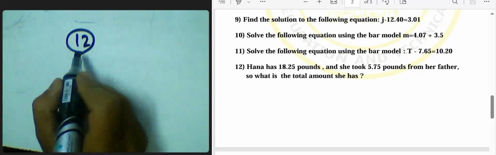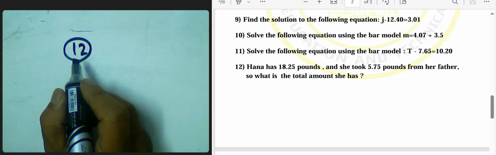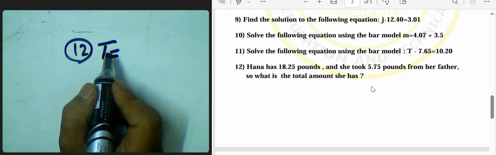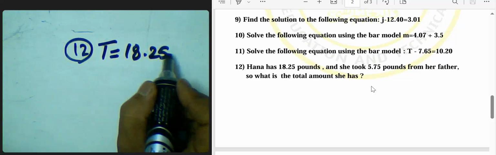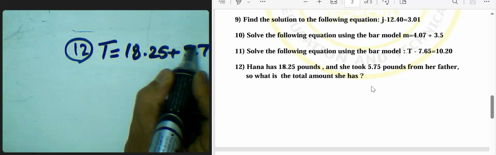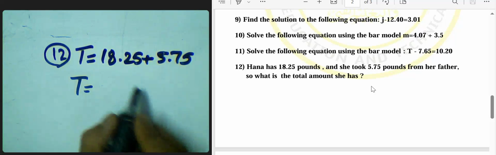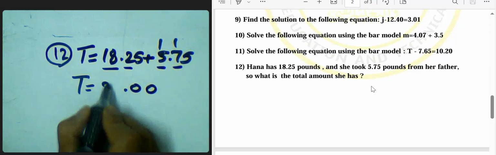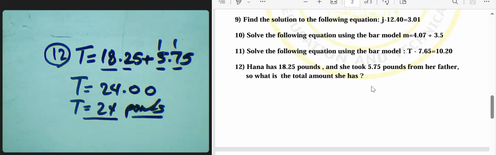Question 12. Hannah has 18 and 25 hundredths pounds, and she took 5.75 pounds from her father. أخذت من والدها المبلغ ده. So the total amount, هعمل T وأعمل بلس. يبقى كان معاها مبلغ 18.25 pounds and she took from her father 5 and 75 hundredths. In the total, we can write 5 plus 5 10, 0 and the carry of 1, 8 plus 2 10, 0 and the carry of 1, 6 plus 18 equal 24. Then the total amount here will be 24 pounds.